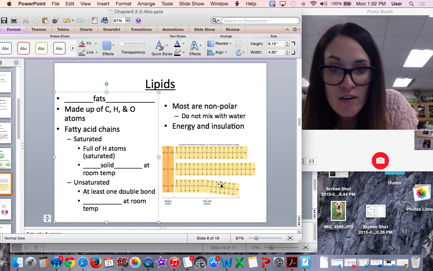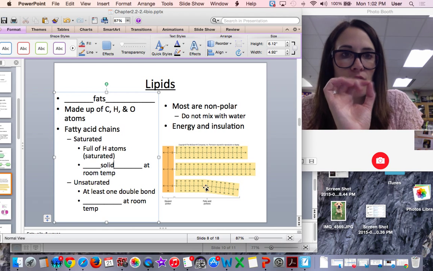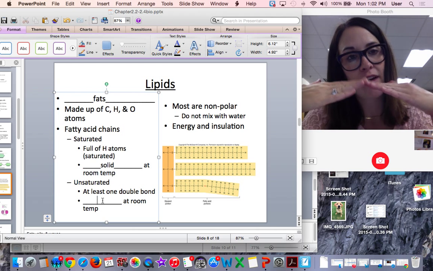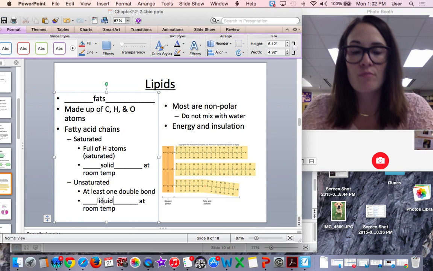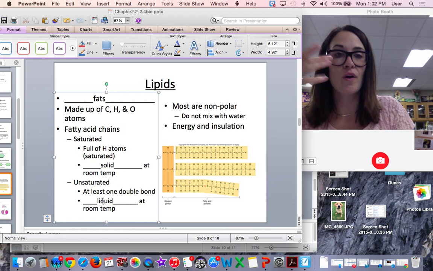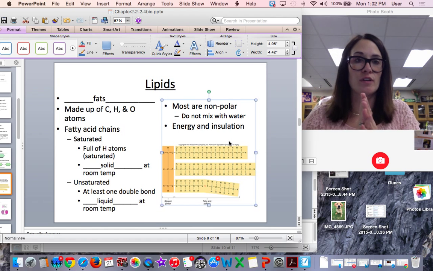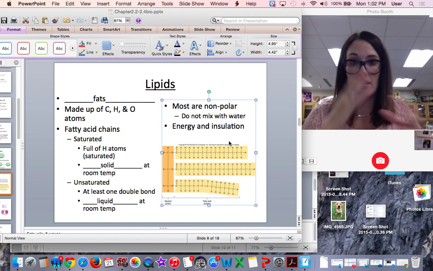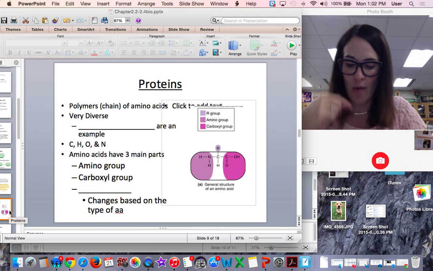Unsaturated fats, here's one there. You can hardly see it, but in red there, that is a double bond, meaning two sets of electrons are shared there. It causes the fat to actually kink a little bit. These fats, unsaturated, are liquid at room temperature, something like vegetable oil or olive oil. Fats, lipids, are nonpolar. They do not mix with water. They are scared of water, the fats are. They also provide energy for the body, insulation, protection, things like that.